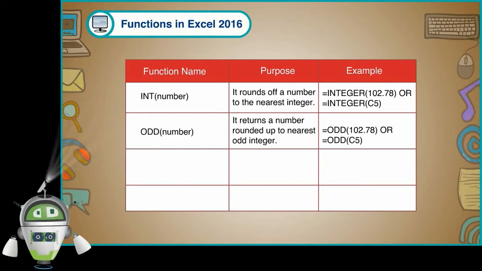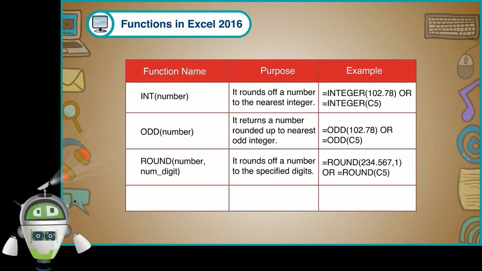It returns a number rounded up to the nearest odd integer. Is equal to ODD(102.78) or is equal to ODD(C5). ROUND(number, num_digits).